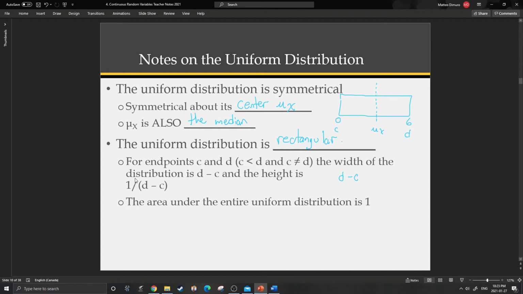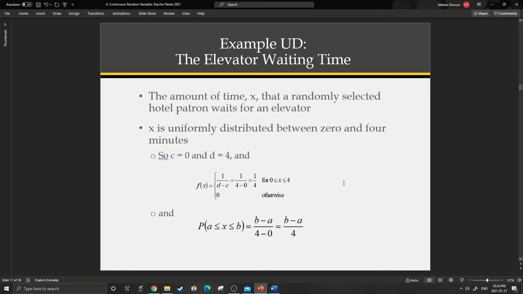And the height is 1 over D minus C. Well, the height for a probability distribution, that's going to be the actual probability. So that's going to depend on the actual distribution itself. So it's not going to be the same thing every time. So it's 1 over D minus C. The area under the entire uniform distribution is 1. So if you calculate the area of the rectangle by going the length times the height, you should always get 1.